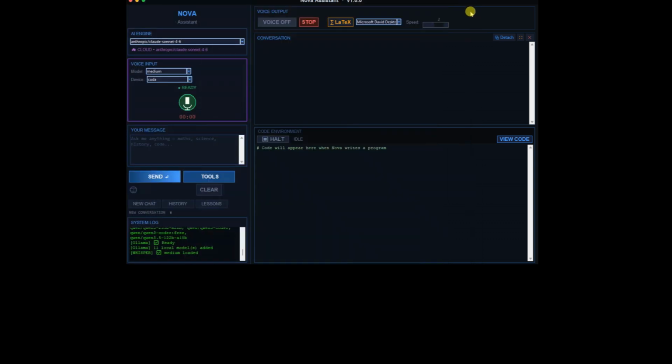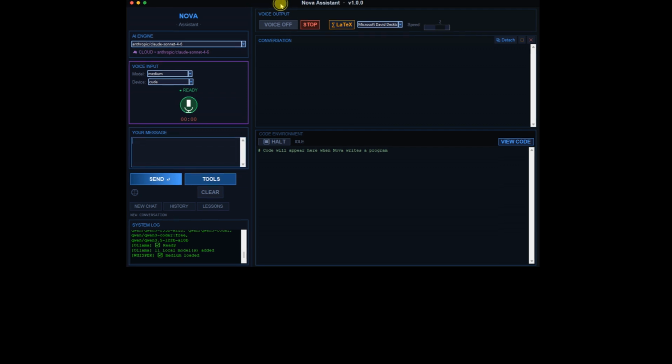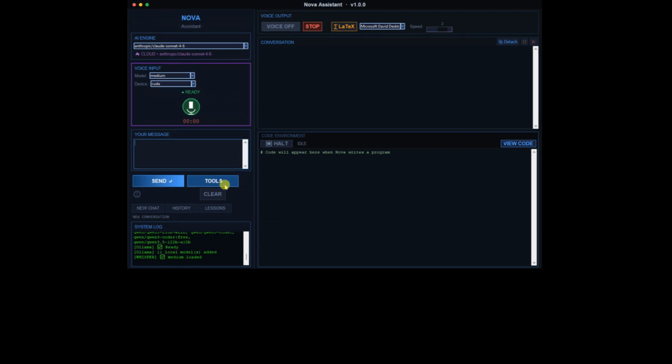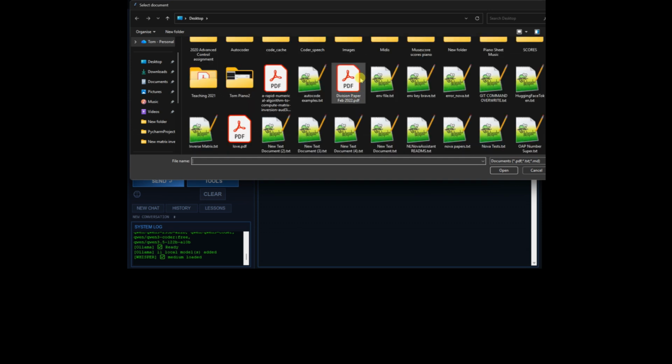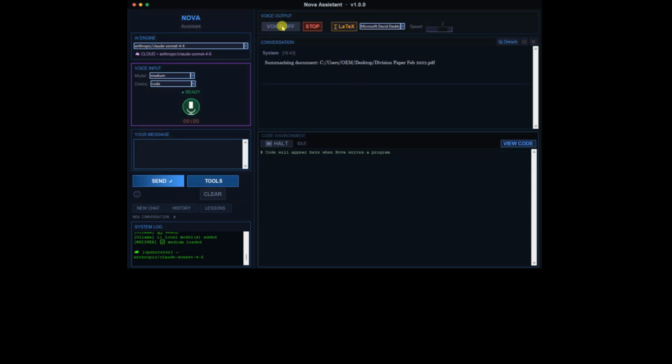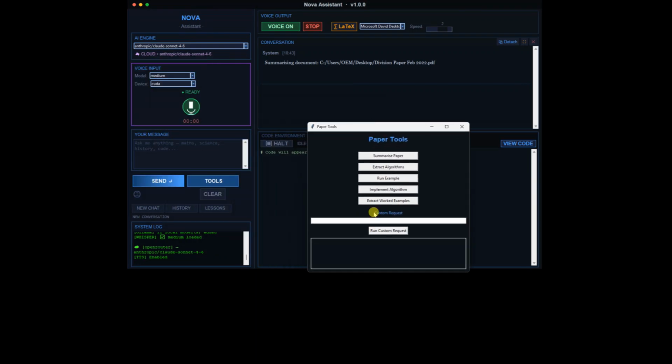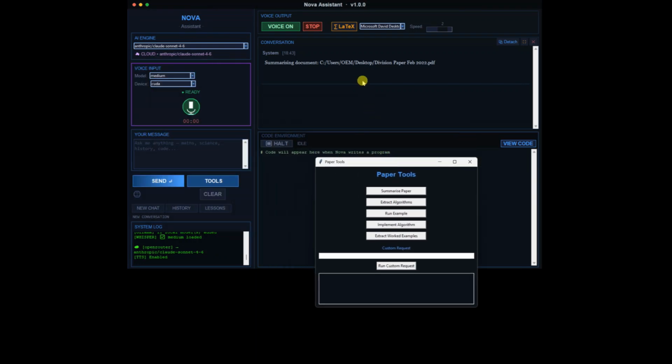Now, the idea of this is that you can take any paper either as a URL or as a PDF, and you can read it into this new tool that I've got. So I'm going to read it in. So which one is the division paper? And what will happen is, first of all, this pops up. I'll explain in a minute. Paper tools.